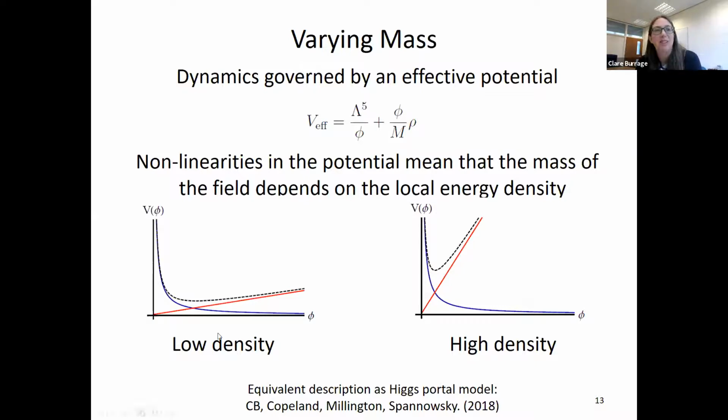Cosmology is, as we know, some of the lowest density environments we can think of. So the field is comparatively light there, but in the solar system, in the interior of planets, or in our test masses, the density is much higher. We get a smaller expectation value for our scalar field, but also the mass of the field is much larger. It's much harder for the field to evolve.